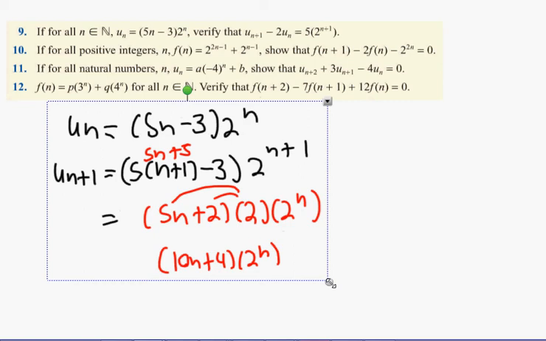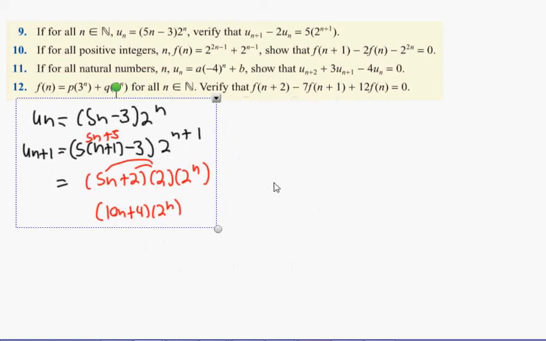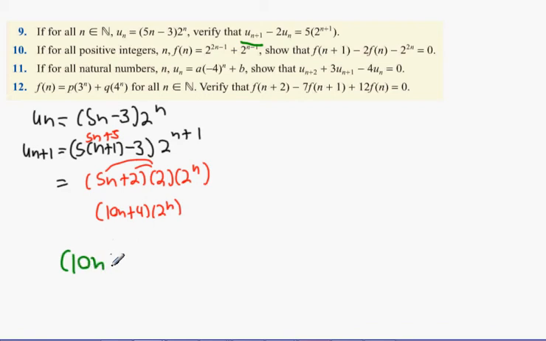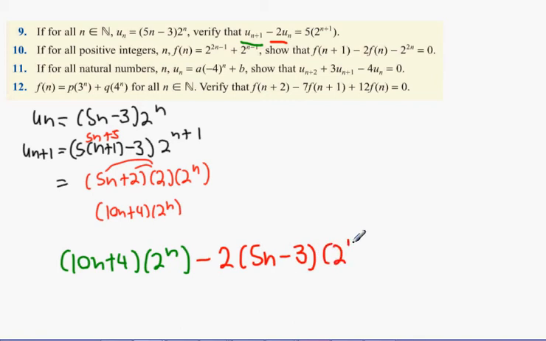what we're going to do next is put into the formula what we just found out. So what we're looking for is u of n plus 1, which will be in green. So u of n plus 1 is going to be (10n plus 4) times 2 to the n. And then it wants me to take away, which is in red, 2 u of n. So minus 2 u of n, which is (5n minus 3) times 2 to the n. And I have to prove that this equals 5 times 2 to the n plus 1.